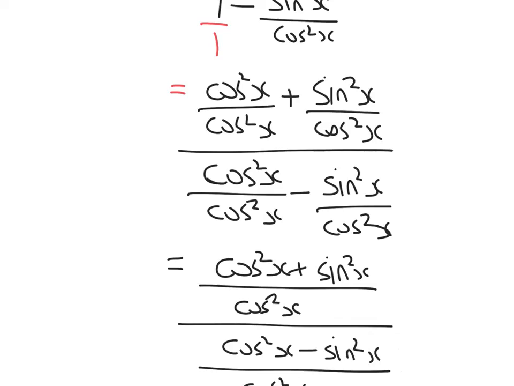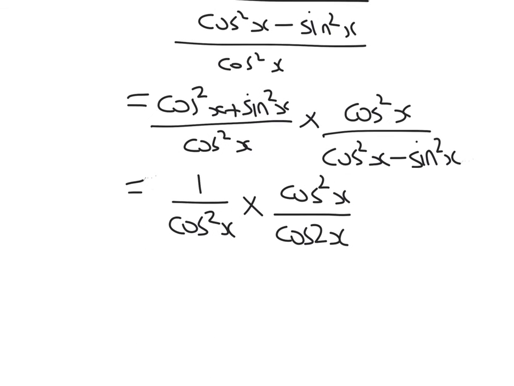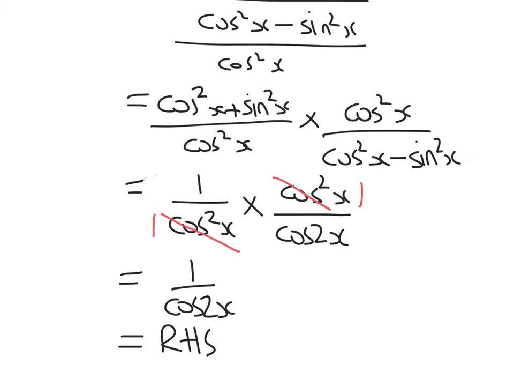Okay, so let's go all the way back down here. What have I got left to do? Well, I've got a cos squared x in a numerator and denominator, so they can cancel, leaving me 1 and 1. And all I'm going to be left with is 1 times 1 in the numerator, 1 times cos 2x, so cos 2x. And if you look right back at the start, that is what we were hoping for. So I've proved my identity.